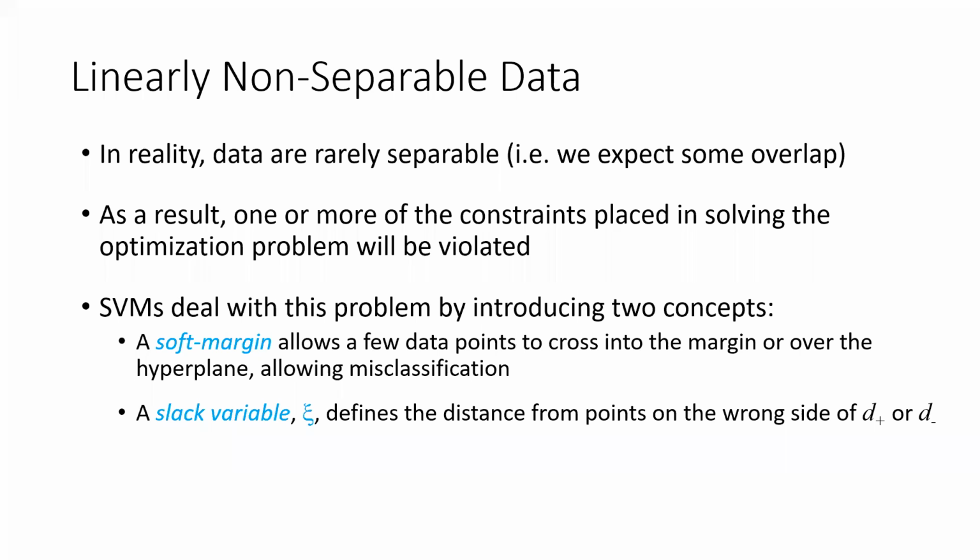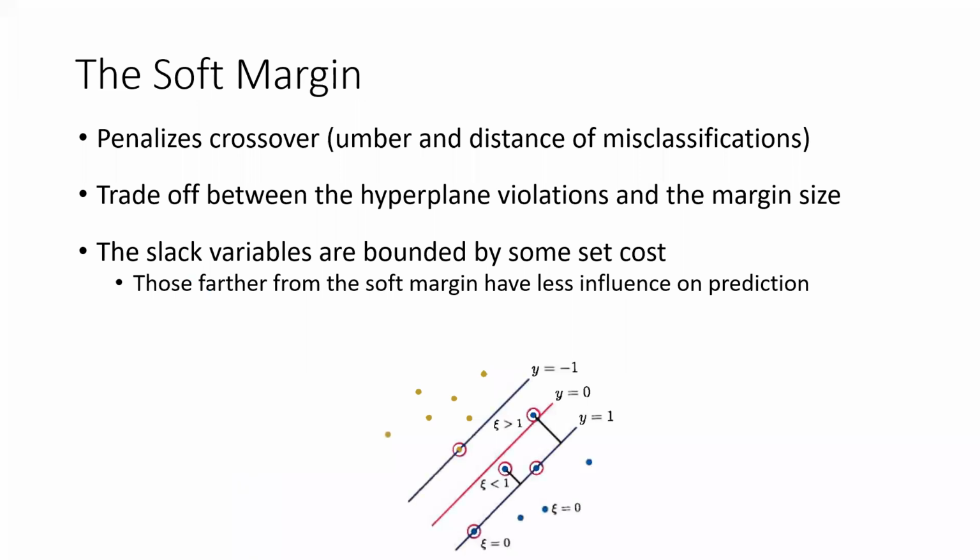So let's start with the idea of the linearly non-separable data. Again, in reality, if we truly are able to separate the data perfectly, we probably overfit the model. And so support vector machines introduce something called a soft margin, which I mentioned earlier. That allows points to fall within the margin and often on the wrong side of the margin. So it's allowing for misclassification. The distance from the point on the wrong side of d plus or d minus is what's referred to as a slack variable. And the slack variable tells you how much weight you want to give that observation. So the further it is from being correct, the less emphasis you want it to have in terms of defining the hyperplane. So a little more on the soft margin.